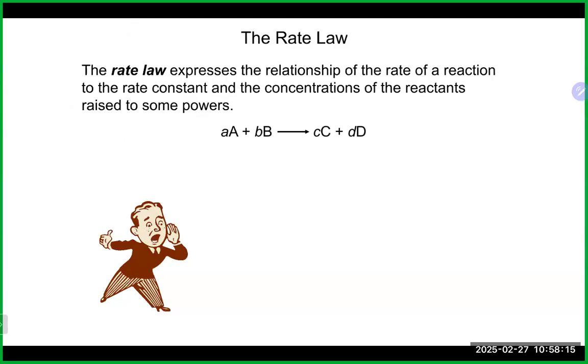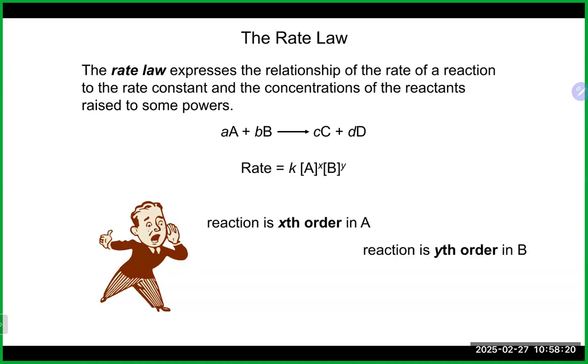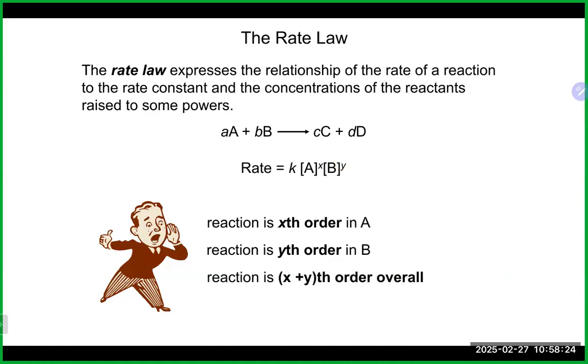So let's talk a little bit about the rate law. The rate law is a little different than the rate expression. First off, the rate law expresses the rate of reaction and its rate constant to some powers. So if we have this generic reaction here and we want to write the rate law for it, the rate is equal to k, and again, that is our rate constant we talked about a bit ago, times the concentration of A to the x and B to the y.